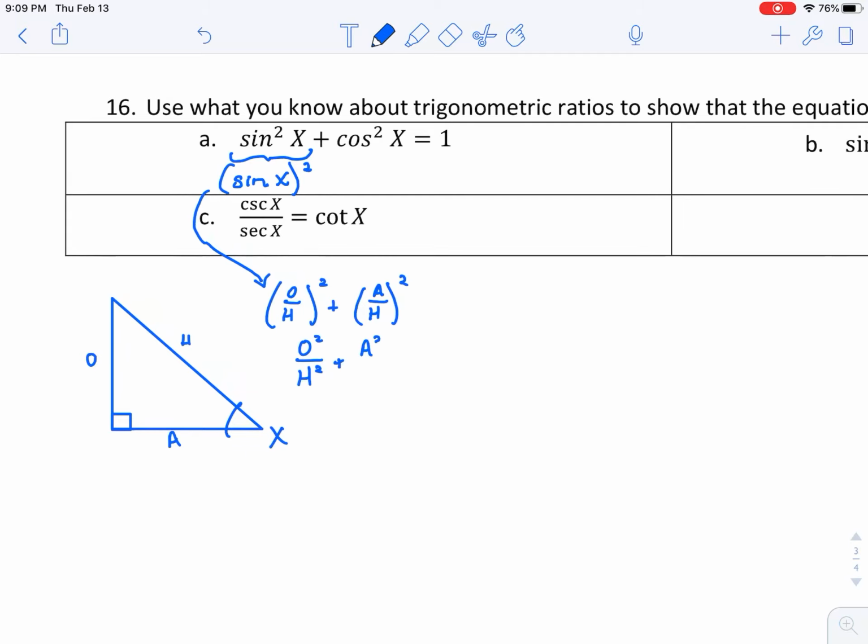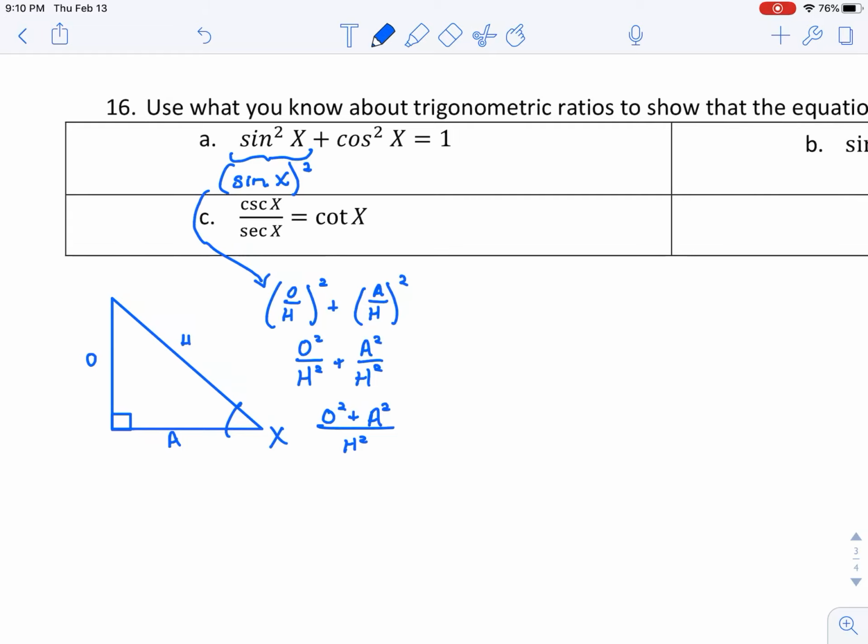So I'm just going to go ahead and do that. But now they have a common denominator, so I'm just going to put them both over h squared. So I now have o squared plus a squared. But what I want to point out about that is o and a were the two legs in that right triangle. And if you square and add the two legs, that's the Pythagorean theorem.